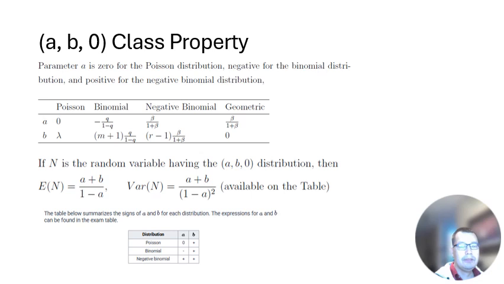For each of these distributions, we can find out a and b. For example, for Poisson distribution, a will be equal to 0, b will be equal to lambda. This table gives you the a and b for each of these distributions. And expected value of N will be equal to (a plus b) over (1 minus a), and variance of N will be equal to (a plus b) over (1 minus a) squared.